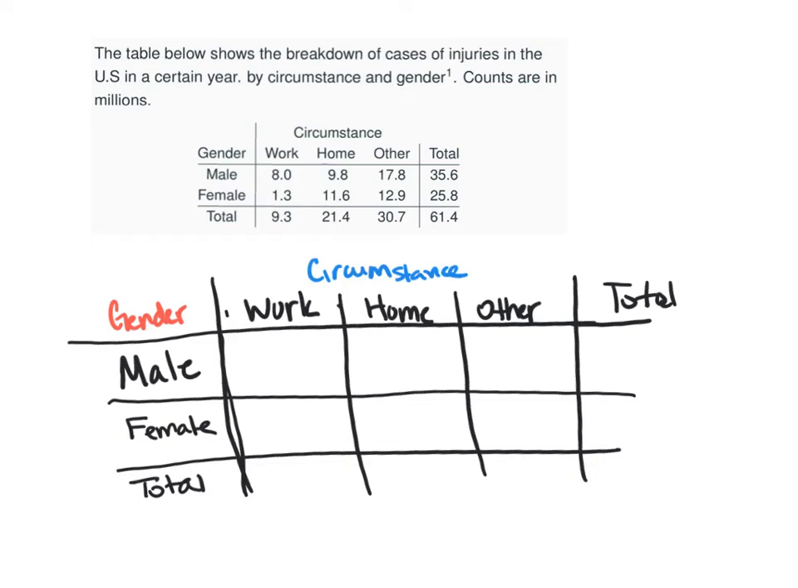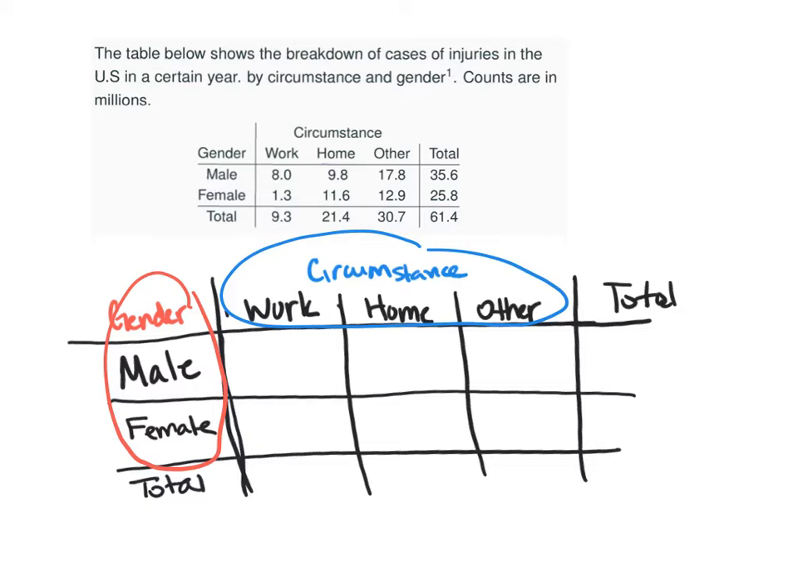I want to show you how to find a conditional distribution for any type of two-way table. And again, remember in a two-way table, we're showing two categorical variables. And notice here you have the variable gender right here and the variable circumstance right here. And this is data that shows the breakdown of cases of injuries in the U.S. in a certain year.